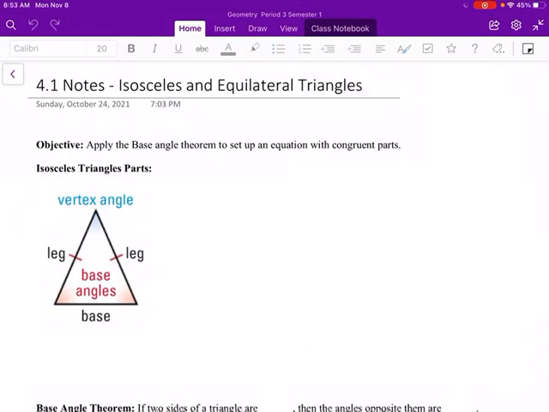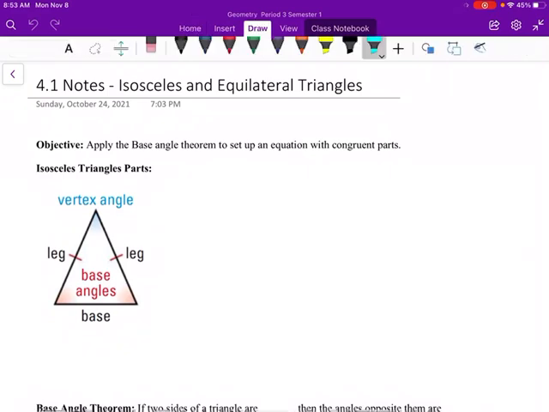Hello, today we're going to go over our first section in chapter 4. This one is going to be on isosceles and equilateral triangles. So our objective for today, we are going to be applying the base angle theorem to set up an equation with congruent parts, and then we'll use that to solve.